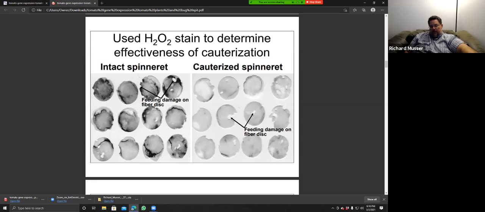The dark color is staining for hydrogen peroxide. Again, the glucose oxidase would break down the glucose into hydrogen peroxide. So when a caterpillar feeds on it with an intact spinneret, so we didn't mangle it up, and is able to secrete labial saliva, you can see that the glass fiber discs are brown in color in comparison to those with the cauterized spinneret, showing you that the cauterization was successful.